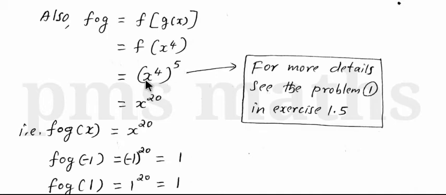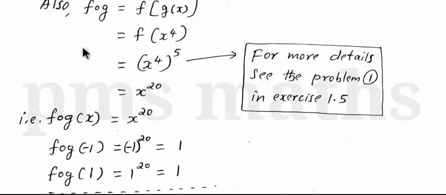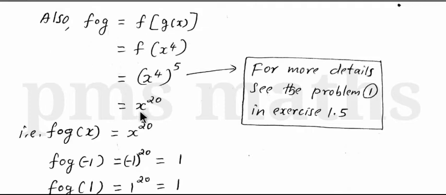Now, x raised to 4 whole raised to 5 means here we can multiply these two powers. 4 into 5, 20. X is x. X raised to 4 into 5, 20. Here, for more details, see problem 1 in exercise 1.5. Now, f of g. What is f of g? F of g is nothing but x raised to 20. F of g means f of g of x. Both are the same. It is equal to x raised to 20.